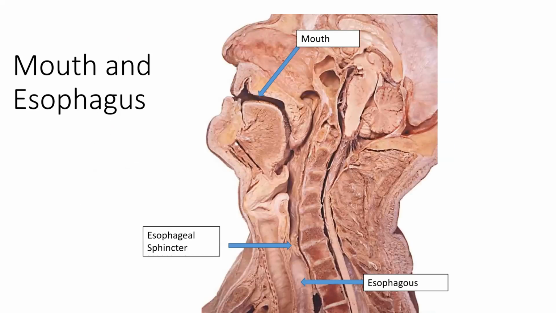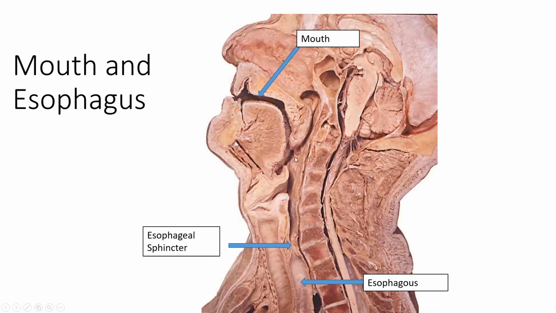Now, if we take a closer look at the mouth, we can see it forms the oral cavity. The nasal cavity is directly above it. The roof of the mouth is the floor of the nasal cavity. The roof of the mouth is formed by the palatine bone and what we call the hard palate. Then we have the soft palate behind it and the uvula, the little dangly thing in the back of our throat, right behind the soft palate. There's our tongue right there.